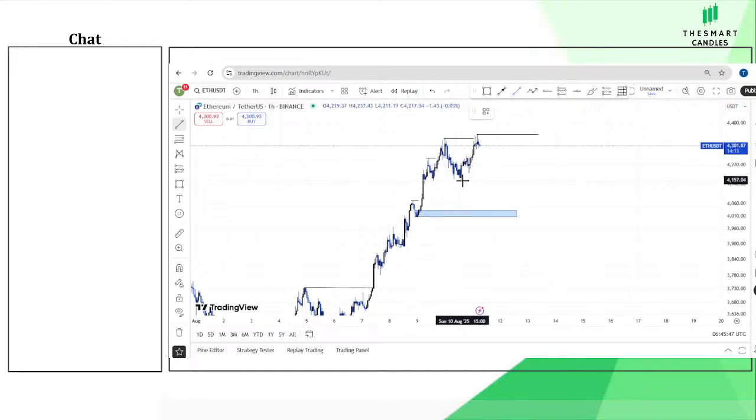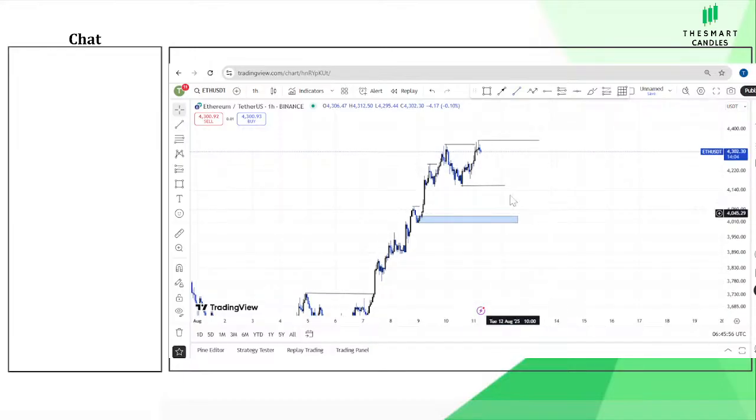So what we have here is now what, liquidity. We have our liquidity resting at this point. So we want to see price come back into this zone, continue to the upside. So that is our outlook for Ethereum.